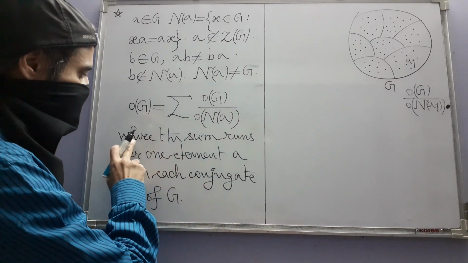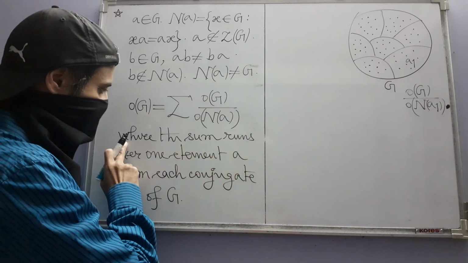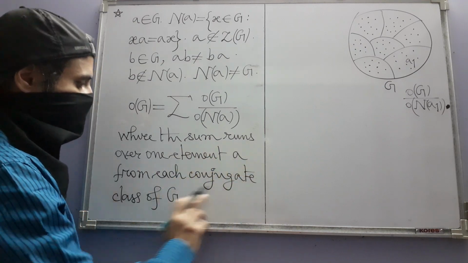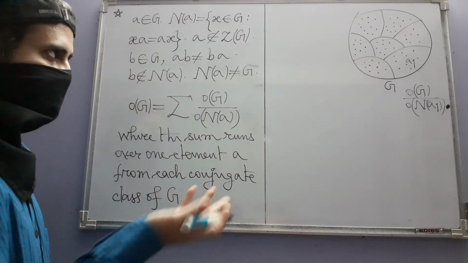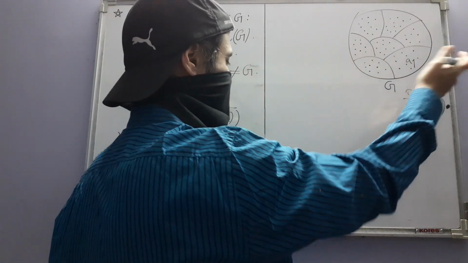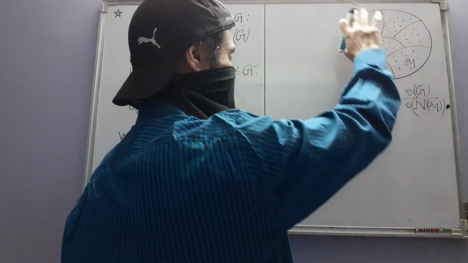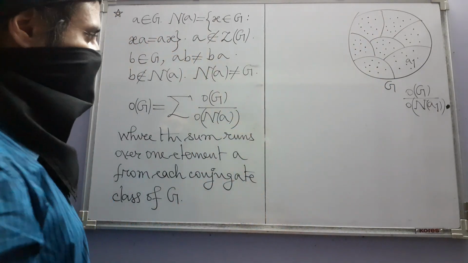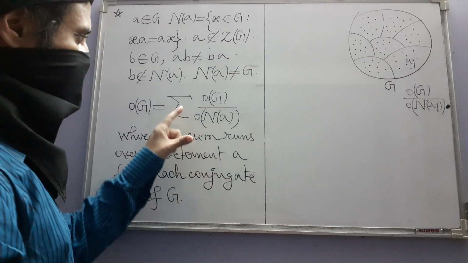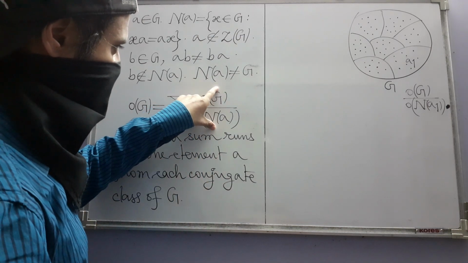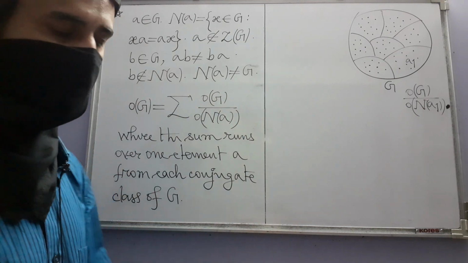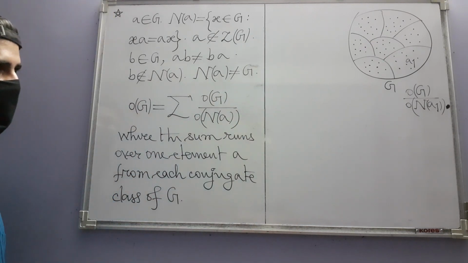So that is why we say that the sum runs over one element A from each conjugate class. Because, as you see from the figure, this is a partition, the sum of the sizes of all the conjugate classes is going to give you the entire size of G. And if each conjugate class has this many elements, naturally they have to be added. That's it. That is the class equation.